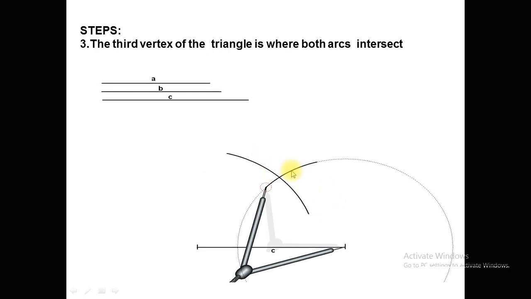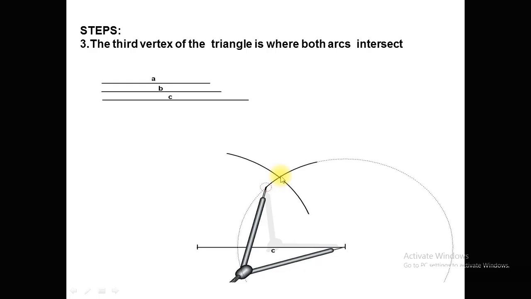So first of all, open the compass about the length of side B and put the compass at this point, draw this arc, and then open the compass about the length of side A and put the compass at this point, draw another arc. These two arcs intersect each other at this point. The third vertex of the triangle is where both arcs intersect. So this is the third vertex of the scalene triangle.